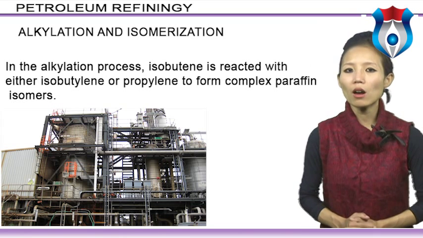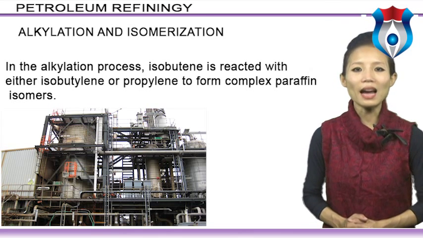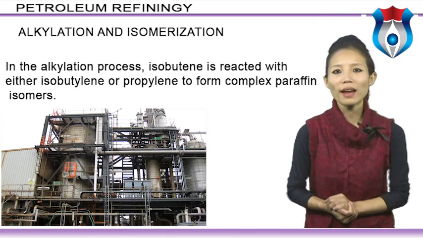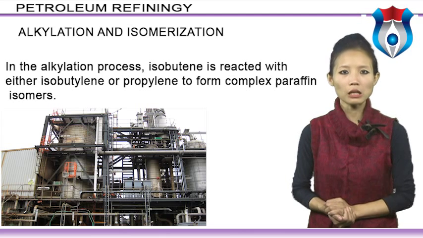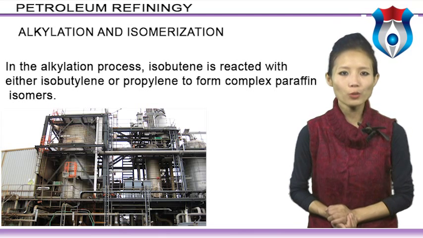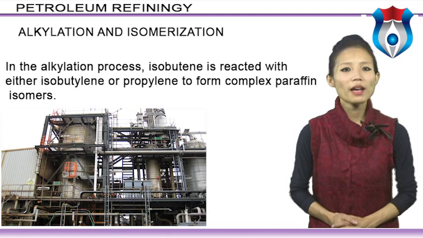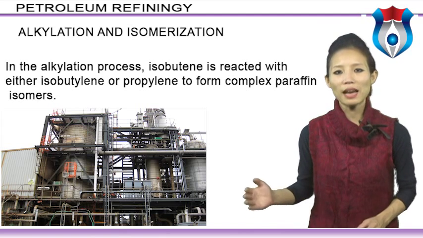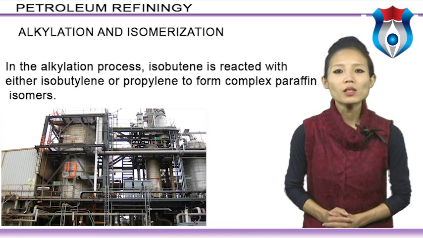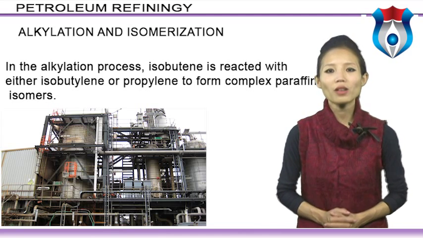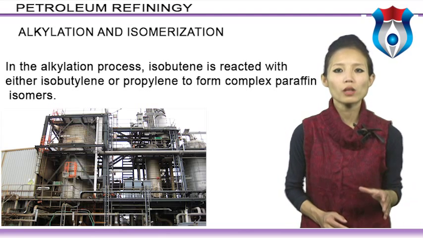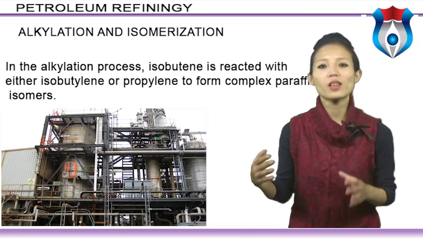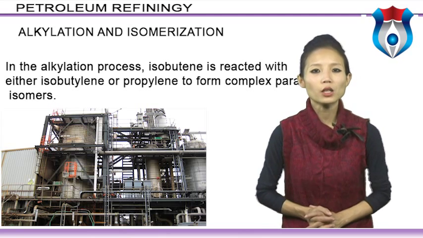Let's know the meaning of alkylation and isomerization. In the alkylation process, isobutane is reacted with either isobutylene or propylene to form complex paraffin isomers. The reaction takes place in the presence of hydrofluoric or sulfuric acid catalyst. By combining these molecules, the octane level of the paraffin isomer, or alkylate, is increased to around 93 to 96 octane. Refiners use this process to improve the octane level of the gasoline pool.